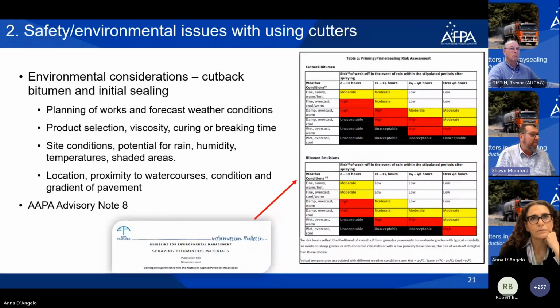And sometimes that might mean that that type of work needs to be assessed in advance of a surfacing or sealing crew actually arriving on site as well, to make sure that all the controls of those risk assessments are in place.